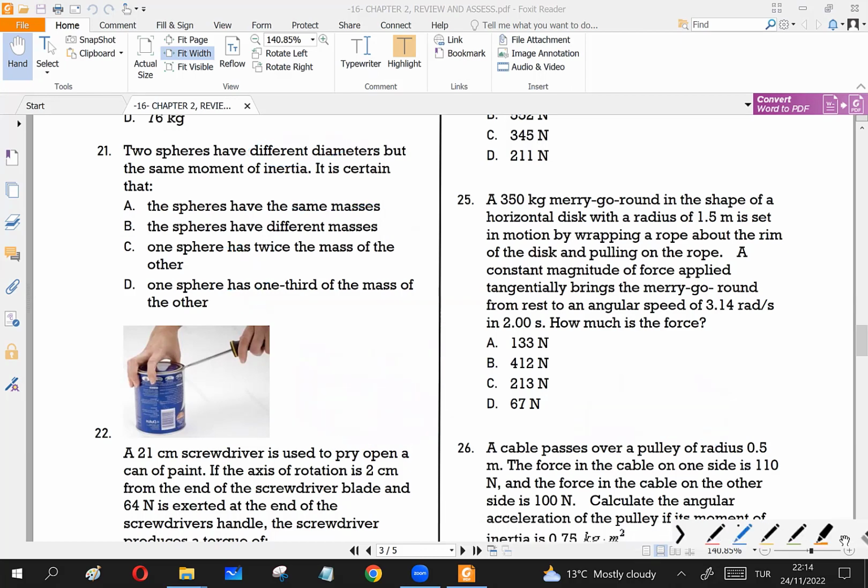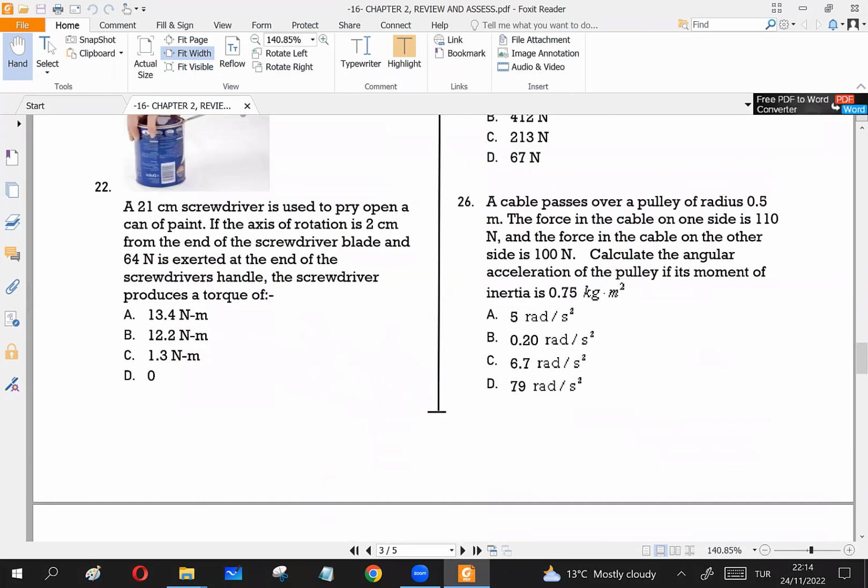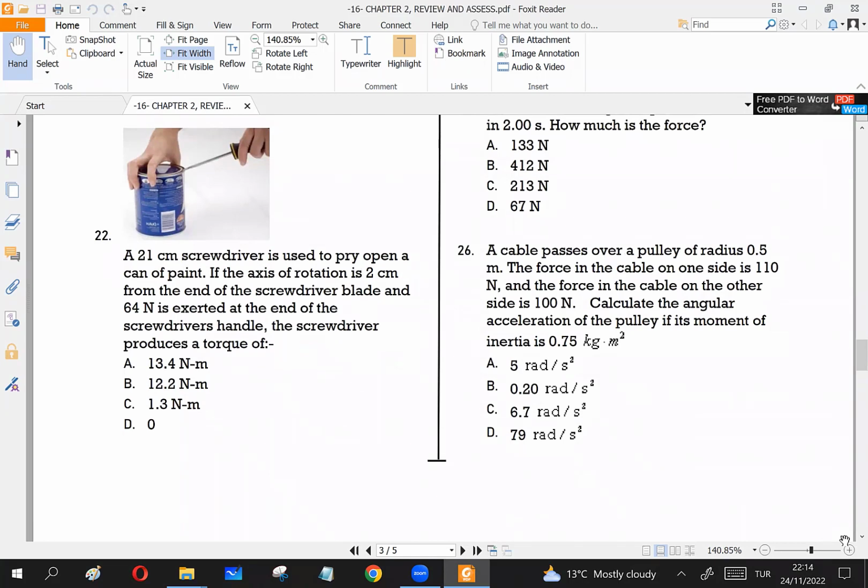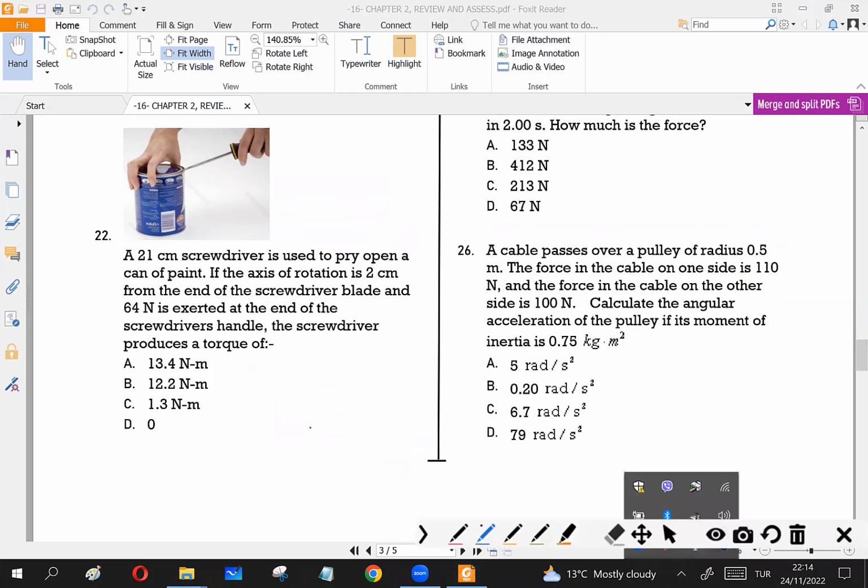Question number 22. It's about opening a can. A 21 centimeter screwdriver is used to pry open a can of paint. If the axis of rotation is 2 centimeters from the end of the screwdriver blade, and 64 Newton is exerted at the end of the screwdriver handle, how much is the torque produced by the screwdriver? Now, this is the picture of how we open a can of paint. I will draw it a little bigger.